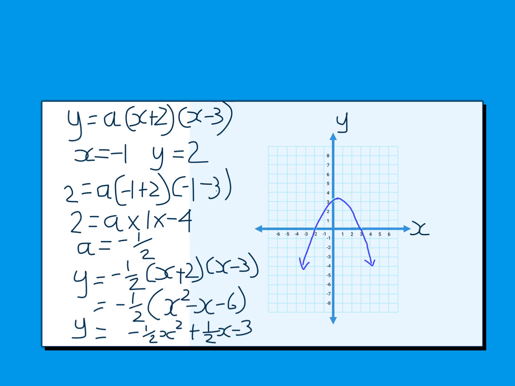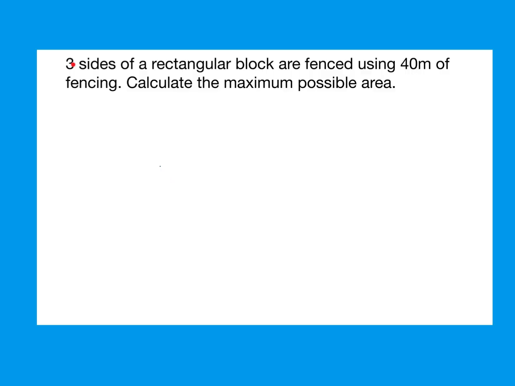All right, let's now look at an application of parabolas. So we're going to solve this problem. 3 sides of a rectangular block are fenced using 40 meters of fencing. Calculate the maximum possible area. So let's start by drawing this. I have 3 sides of a rectangle, so maybe the house is here and facing that way.